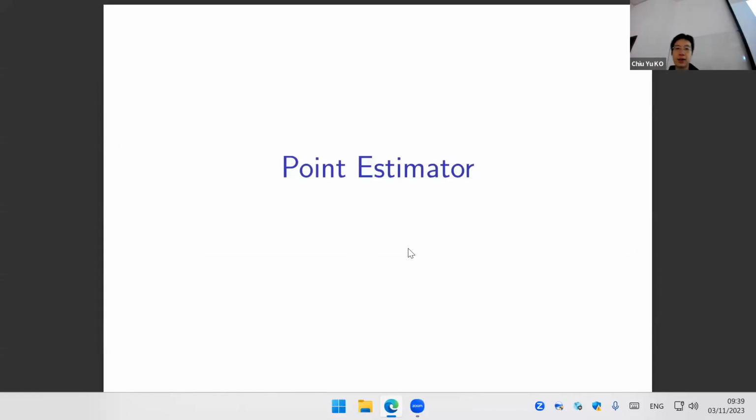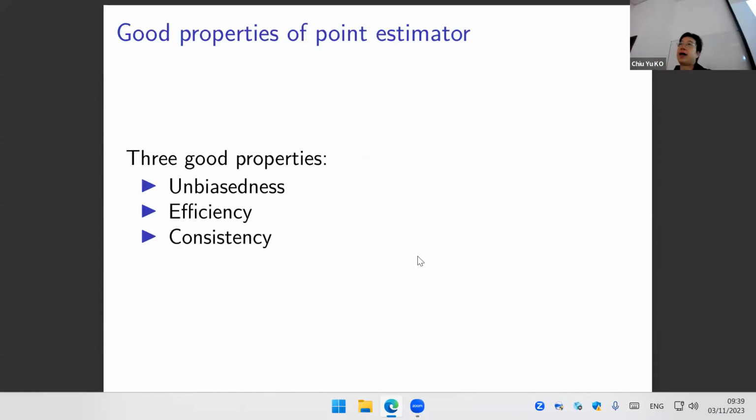So point estimate, and there are three good properties, and we will try to argue that the sample mean satisfies all three of them, and the sample variance, the way we see it, satisfies unbiasedness. I will not talk about efficiency and consistency related to the sample variance because that's out of scope.